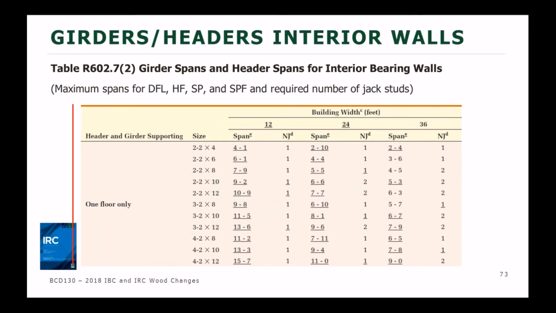The interior bearing wall table also changed, same changes. We have the 12 and 24-foot spans. The tables are driven by a number 2 southern pine or number 2 hemlock fir as the weakest of the lumber for a header application.